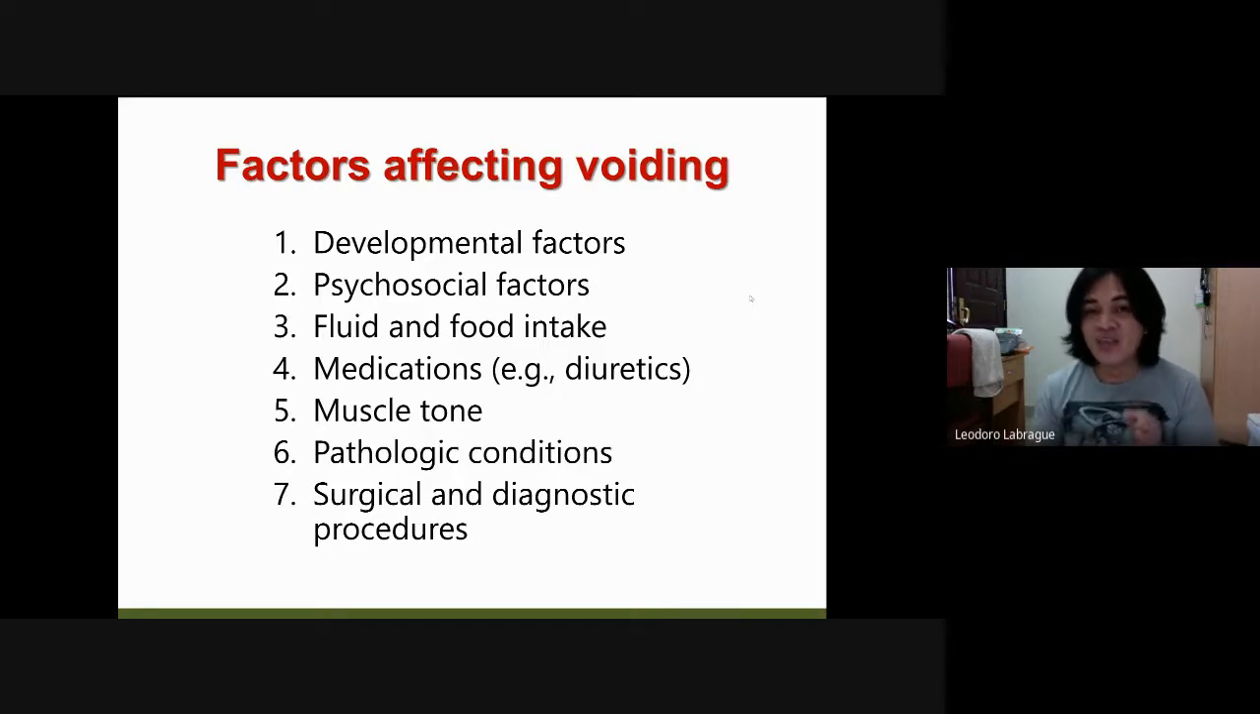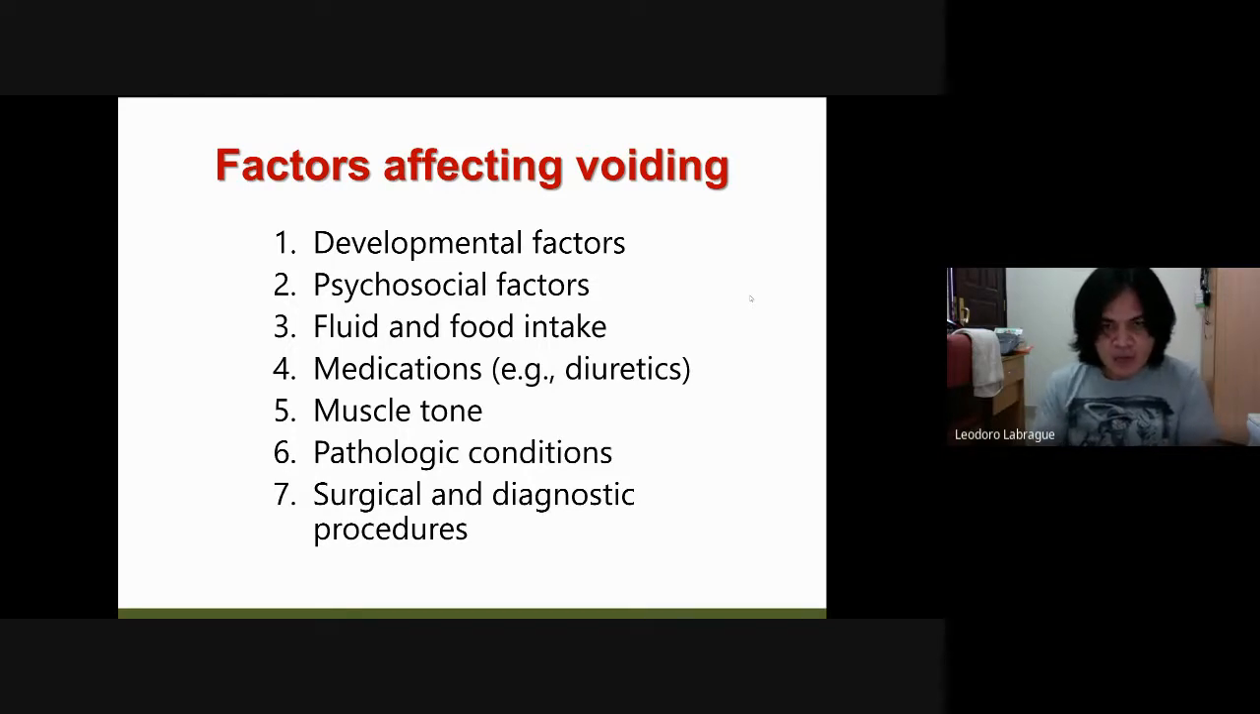We call it enuresis. Why? Because that is common between 5 to 10 years old, because of involuntary passing of the urine, or enuresis, and that is normally common among them.